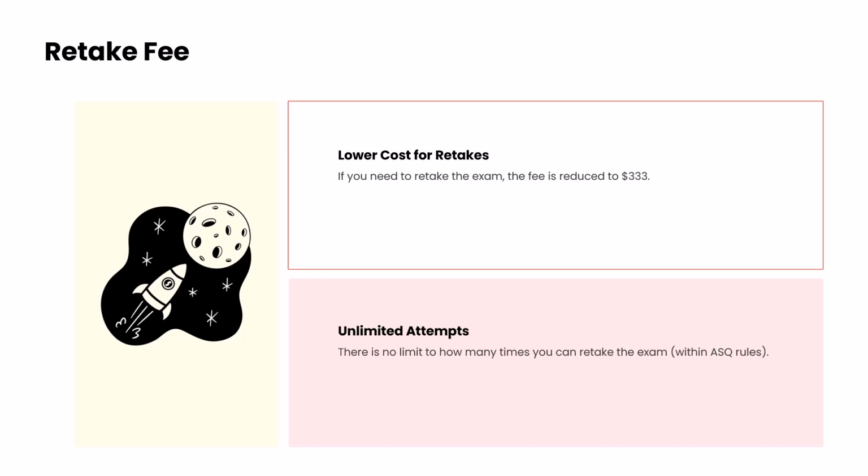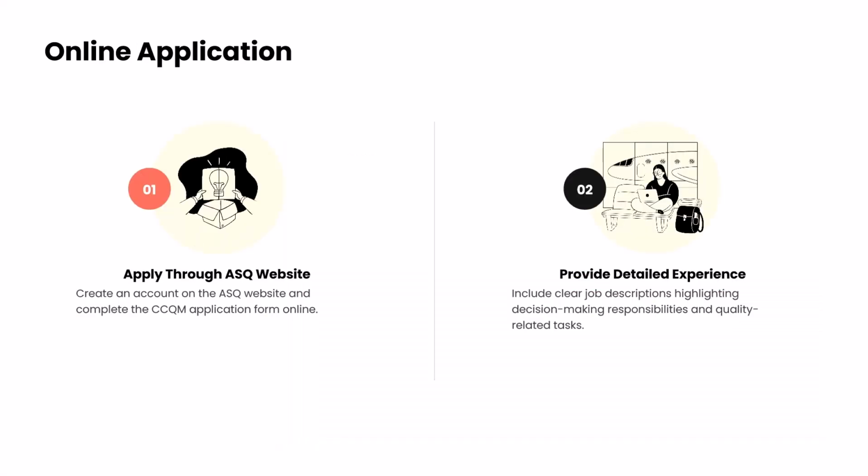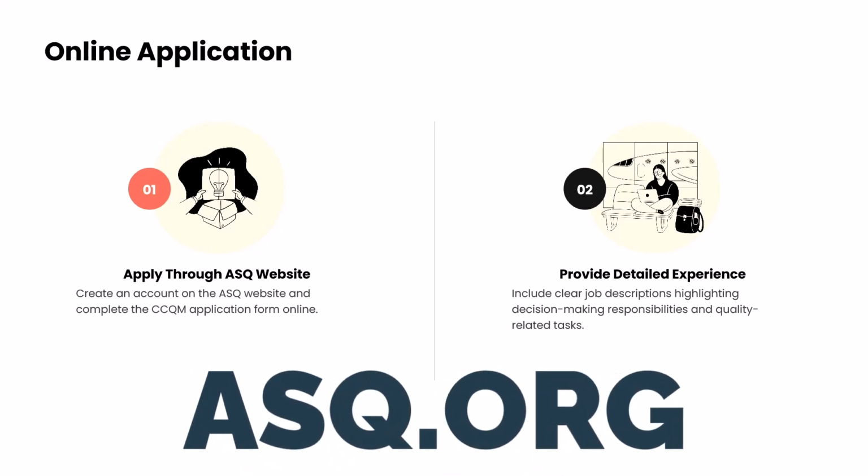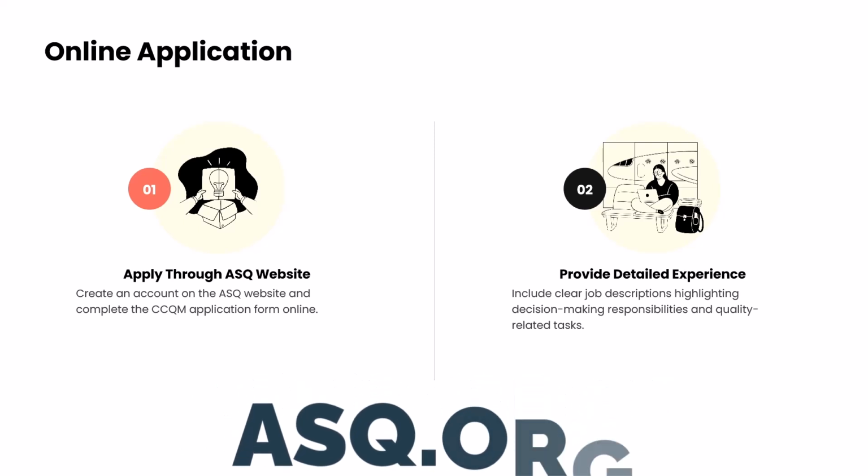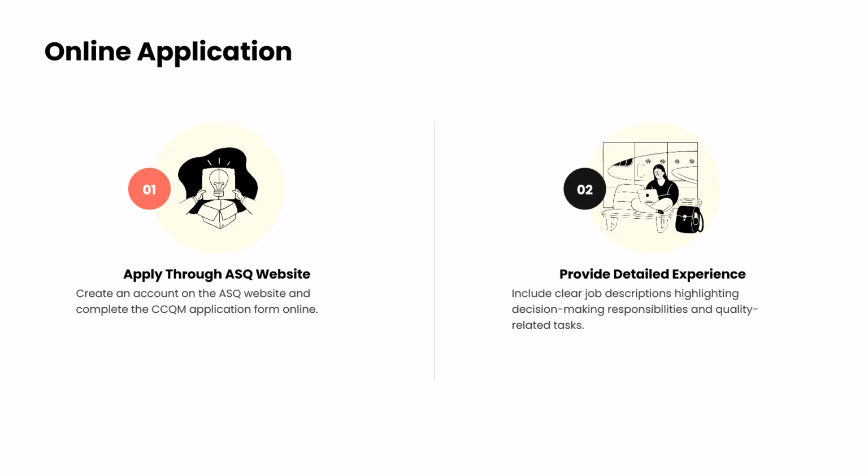Now what about the application process? For applying for this exam you need to apply through the ASQ website. You go to asq.org and look for the CCQM exam, and there you will find where you need to apply. You need to complete your application online. In that you need to provide details related to your work experience as well. As we talked about in the previous video regarding eligibility, you need to show that you have the required work experience or the educational qualification, which you will do by attaching your resume with your application.